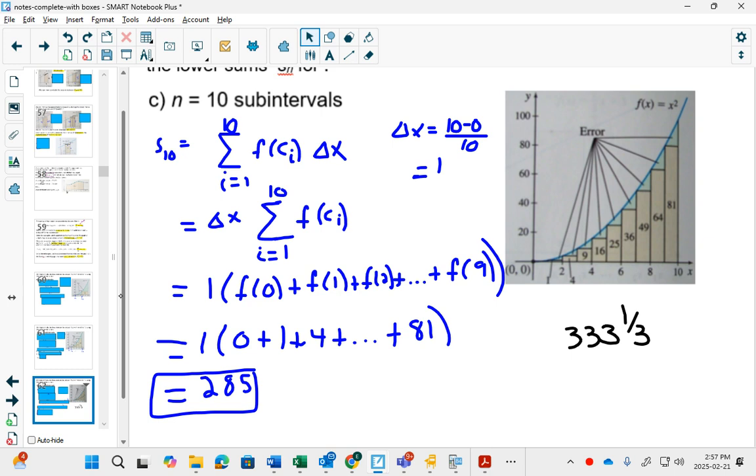If you wanted to get closer to 333 and a third, I would say in your spare time this weekend, do 1,000 intervals. Have fun with that. And add them all up. Sure, you could train AI to do it for you, so you don't have to do all those calculations. It's going to get to 333 and a third. So what we're doing is we're developing the idea. Super important, and you will have some questions that involve sums coming up.